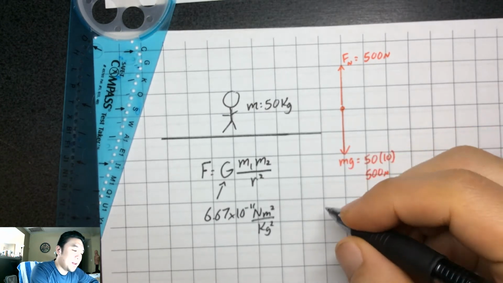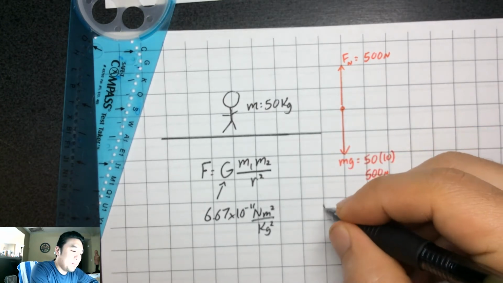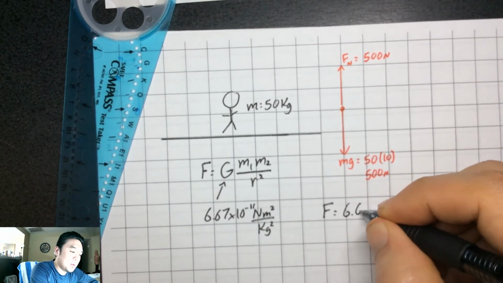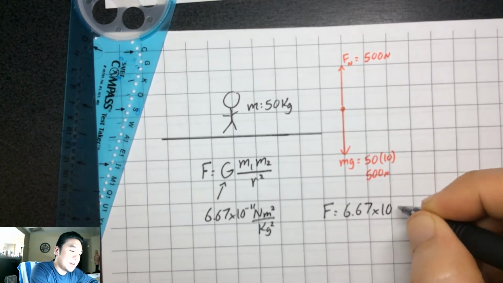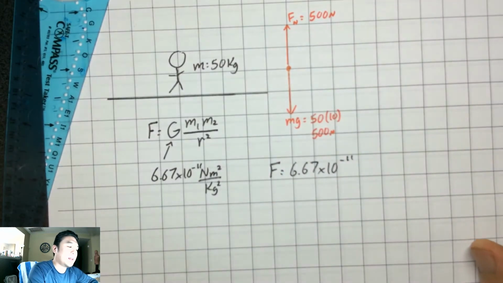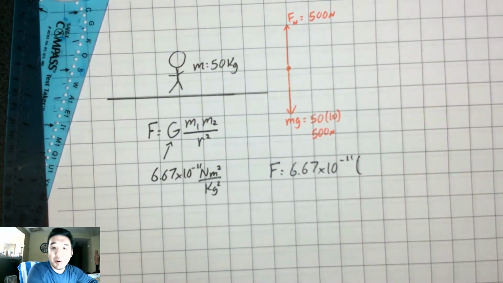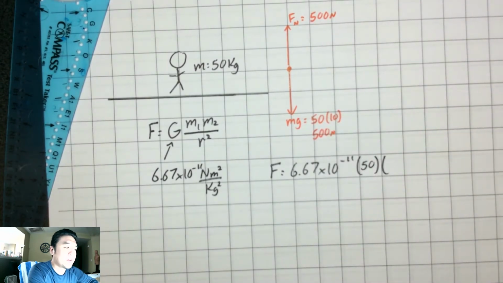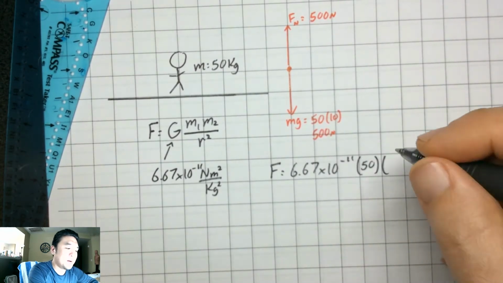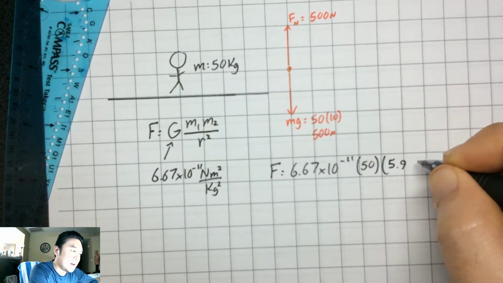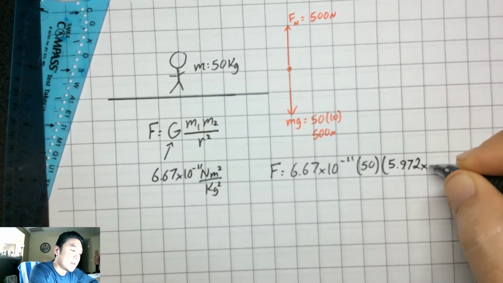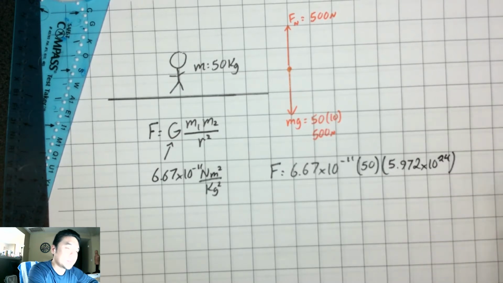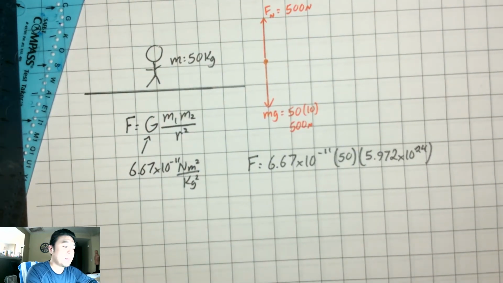Okay. So if I want to figure out me, I can have the force of gravity on me, and that's equal to G, 6.67 times 10 to the negative 11th. And then I'm going to say, all right, what's my mass? I'm going to be m1 in this case, 50. What's the mass of Earth? The mass of Earth is a bit big. It's going to be 5.972 times 10 to the 24th kilograms. Okay, it's pretty large. That's the mass of the Earth.